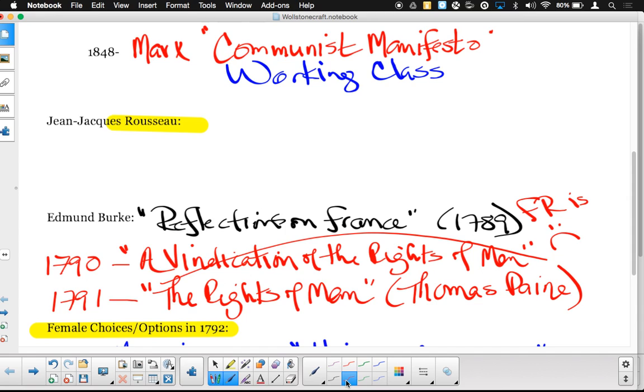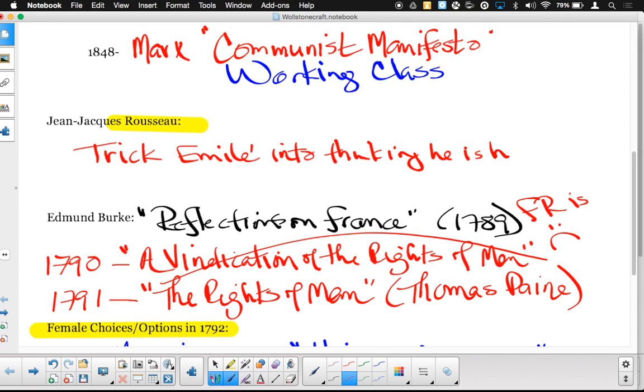Emile has a wife, Sophie, and Sophie's job is to trick Emile into thinking he is happy, basically make him think marriage is a good thing. And that is the education of Sophie, to keep Emile happy. So basically her education, her purpose in life, her training is to have a happy husband.